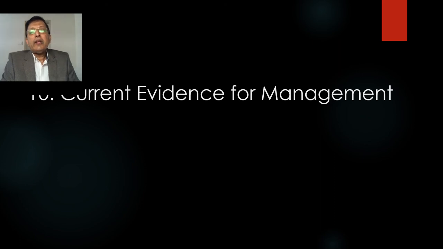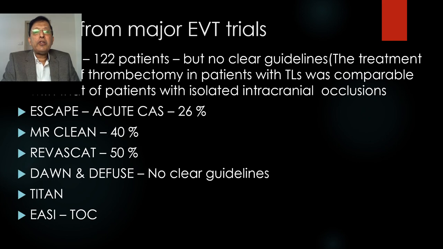Now finally, the last thing which I would like to discuss is, in summary, the current evidence of management. If you look at all the major trials, the first is actually the HERMES trial. There were 122 patients who had tandem lesion, but there were no clear guidelines. The treatment of it was actually not different. The outcome was comparable. The hemorrhagic risk was also comparable.